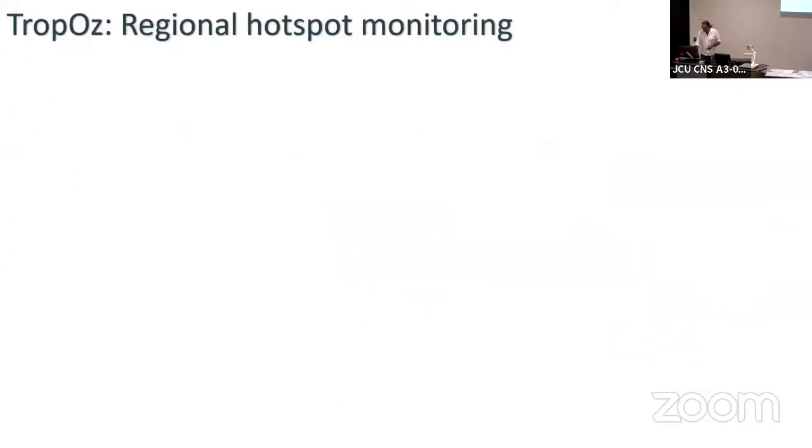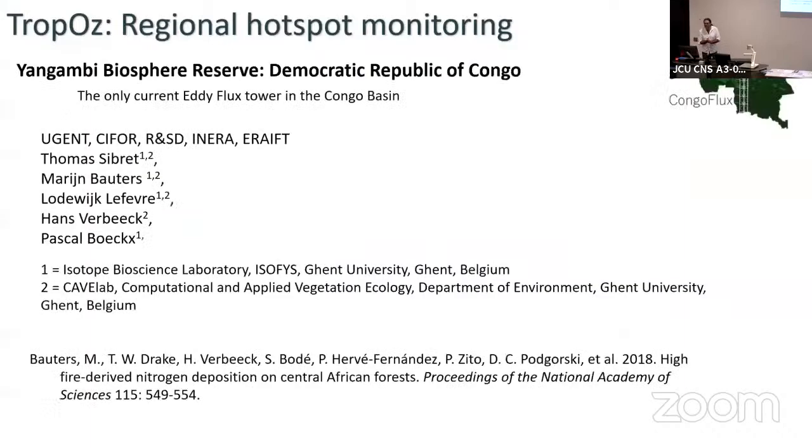The next example that we're very excited about is some collaborations with researchers at the University of Ghent, the CAVE lab in Belgium. They've been working with researchers in Democratic Republic of Congo in developing what will be one of the first and only eddy covariance systems in the Congo Basin, so-called Congo Flux.